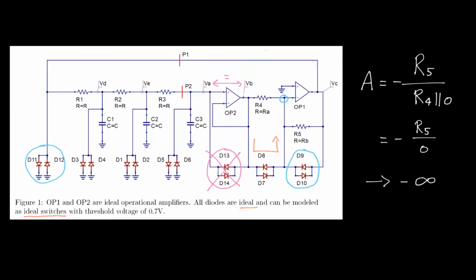So an oscillation with a swing that is large enough to turn on one of these two diodes will actually be amplified even stronger every time it passes through this oscillator loop. And that causes the oscillator to become very unstable really quickly. So the diode pair D7 and D8 will cause the oscillator to fail really quickly.